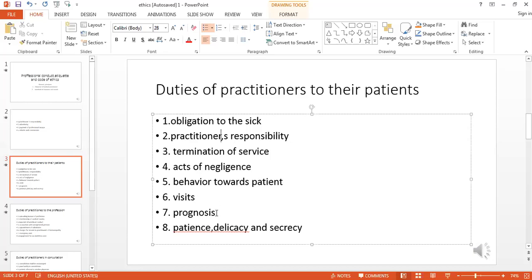Regarding the prognosis, you should not exaggerate it and you should not minimize it. Most important is that you behave with the patient with patience and delicacy, and please keep all the things with you only. The secrecy should be maintained regarding any disease or anything else about that patient.